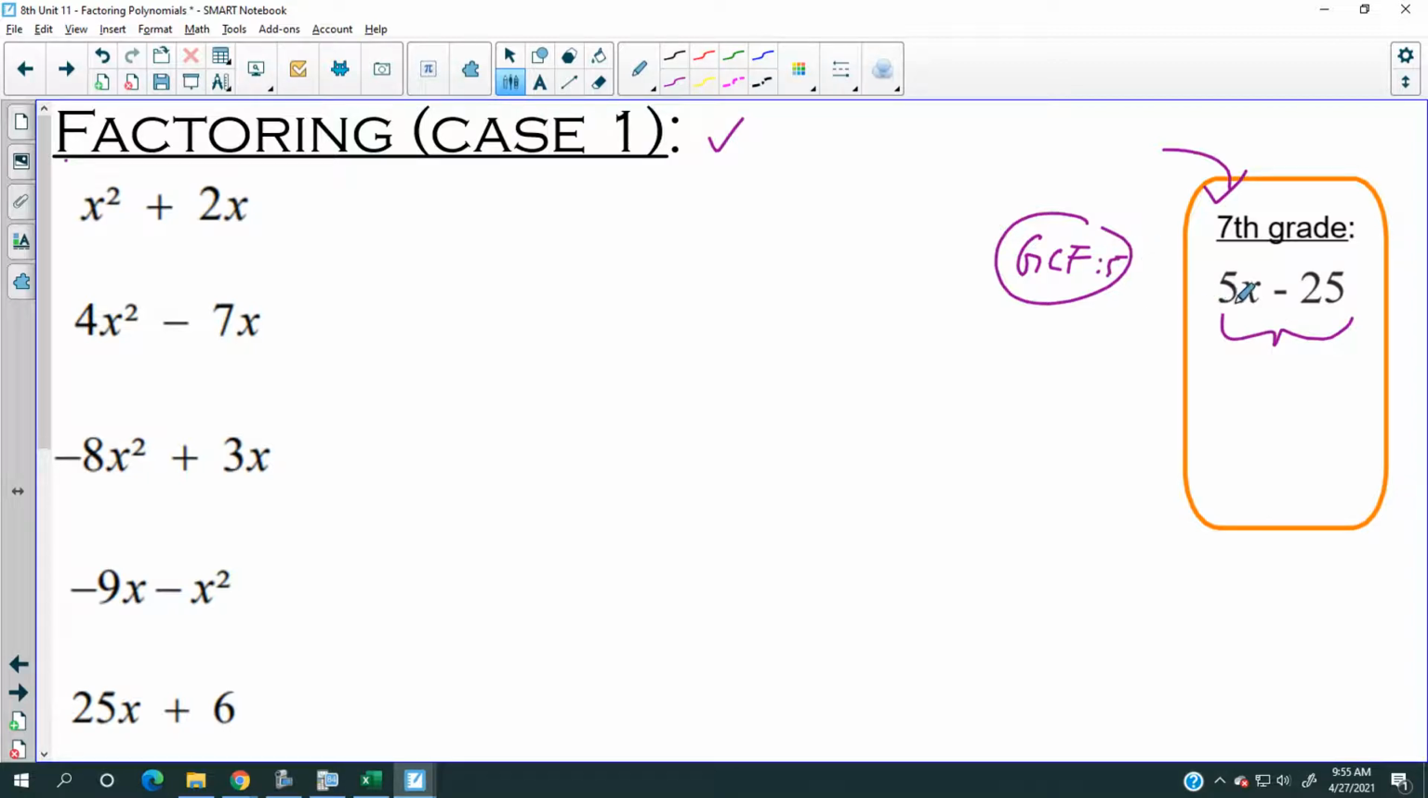So how do you do that? You divide this guy by 5 on both terms. What would that look like? Well, 5x divided by 5 is just x, right? Because the 5's cancel out. 25 divided by 5, I keep the subtraction sign. 25 divided by 5 is 5. And then what's the last thing? Write the GCF right outside. And that would be your quote-unquote answer.